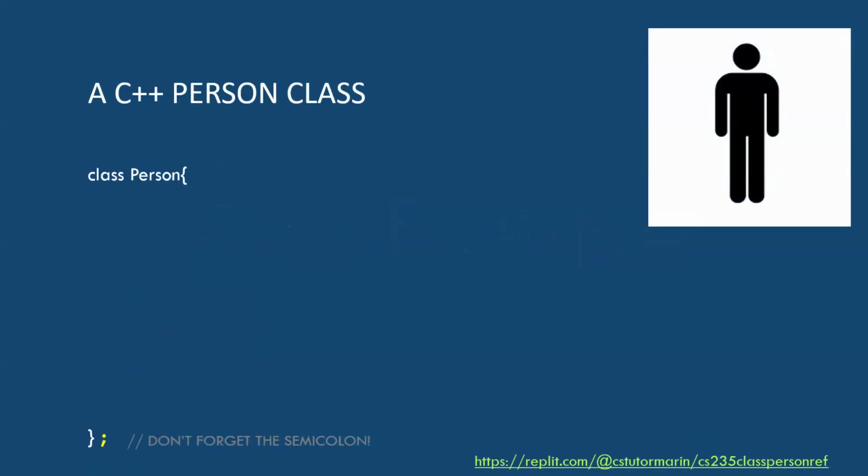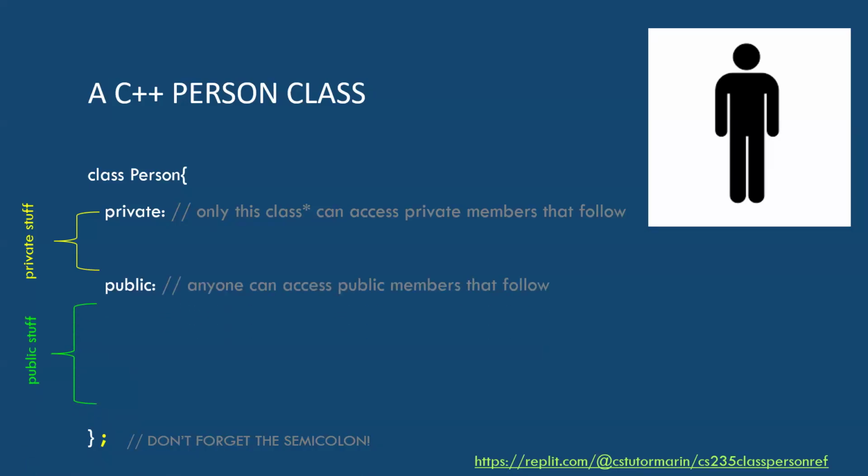So we've all seen the code. We'll do our person example. Don't forget the semicolon. It's always easy to forget that. It's one of the few things where we put a semicolon after the curly brace. And remember that we tend to have these major areas for public and private stuff, okay?